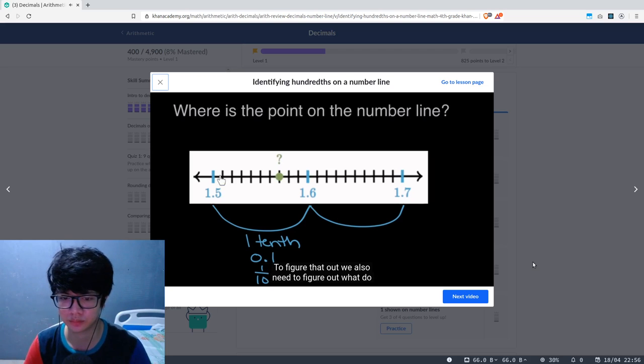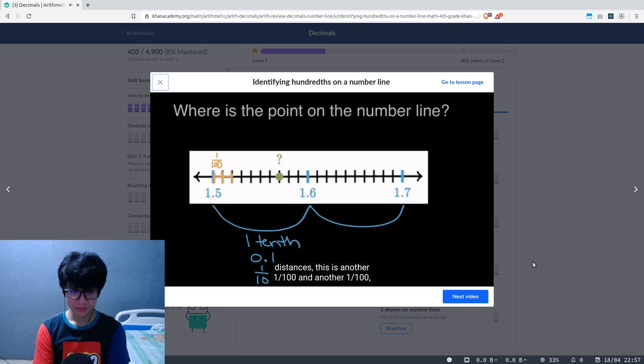So to figure that out, we also need to figure out what these black tick marks represent, these smaller distances. So from here to here is 1/10. And within that tenth, there are 1, 2, 3, 4, 5, 6, 7, 8, 9, 10 equal spaces. So each of these little spaces is 1/10 of this distance, because it's one of the 10 equal spaces. So this right here is a 10th of this 10th, because the large distance is a 10th, and this is 1/10 of that 10th. Another way we could say that is a 100th. A 10th of a 10th, if you take 1/10 and divide it into 10 pieces, now you have a 100th. So this distance is a 100th, which means that each of these distances is another 100th and another 100th.